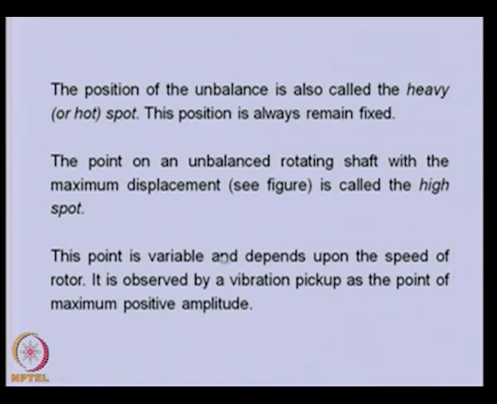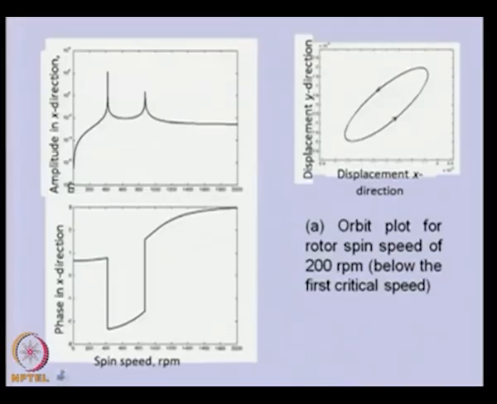And because once we are rotating the rotor in the flexible mode, we know that this high spot may change. So, that is why it depends upon this particular speed. So, this is a typical unbalanced response. You can see there are two critical speeds of the rotor. This is the phase plot.